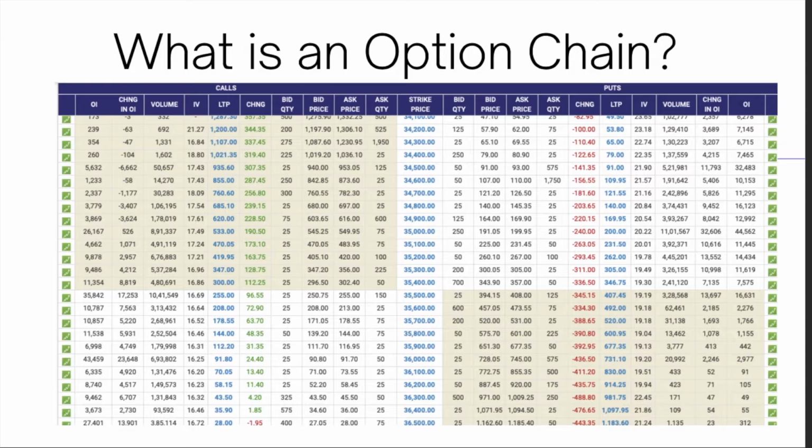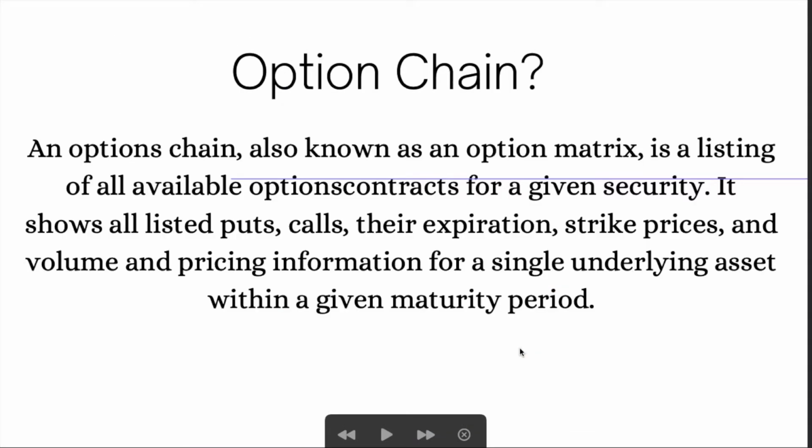So let's understand what an option chain is. Option chain, see, you can see this table. An option chain is a table-like representation which shows you all the available option contracts. It shows all the contracts for calls and puts which you can buy or sell in the market. So let's see the definition first. Option chain is also known as option matrix. First of all, it refers to the listing of all available option contracts for a given security. A given security is your Nifty or Bank Nifty or any stock option.